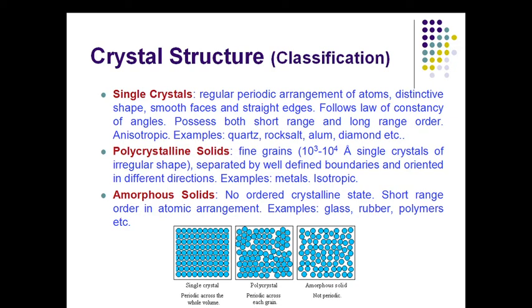Amorphous solids, on the other hand, are solids in which we are not interested right now, but we must know what an amorphous solid is. It is nothing but a solid in which there is no regular arrangement of atoms. The atoms are haphazardly or randomly arranged. They do not follow any particular order, and they have short range order of atomic arrangement. Examples of amorphous solids are glass, rubber, polymers, wood, etc.